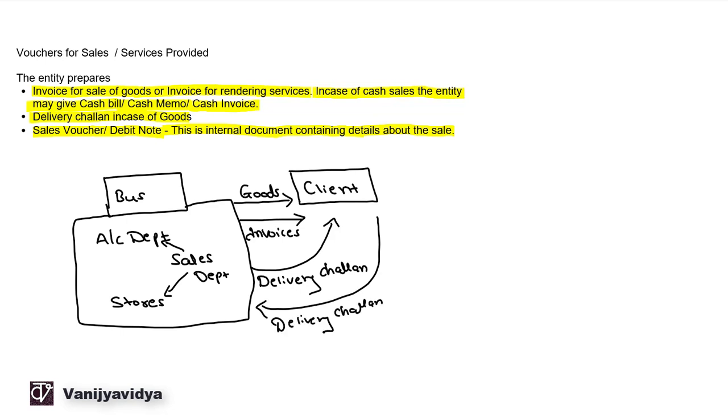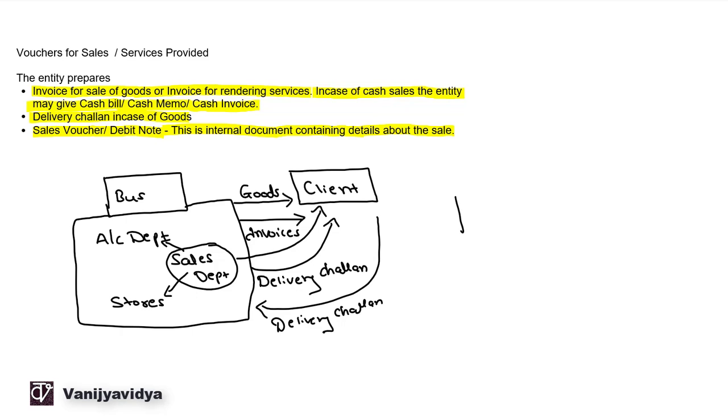Then there is one more sales voucher which will be prepared by the sales department. It's an internal voucher, a debit note wherein it will take all the approvals, showing who has approved those sales. That will also be sent to the client, and subsequently he will acknowledge it and send it back. So these are all documents which are interchanged between our business and client. All these documents are known as vouchers. In order to record a particular sale in the books of account, we need all these vouchers.